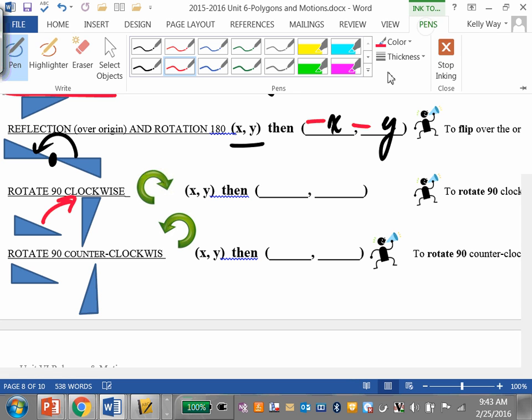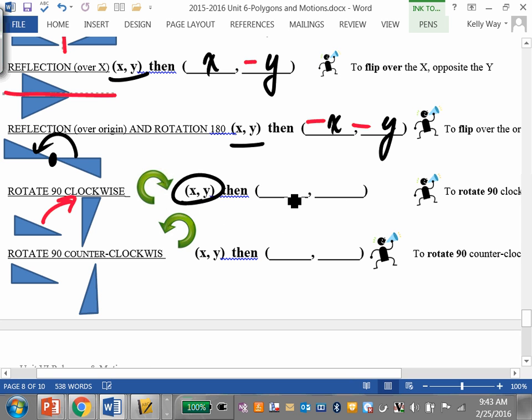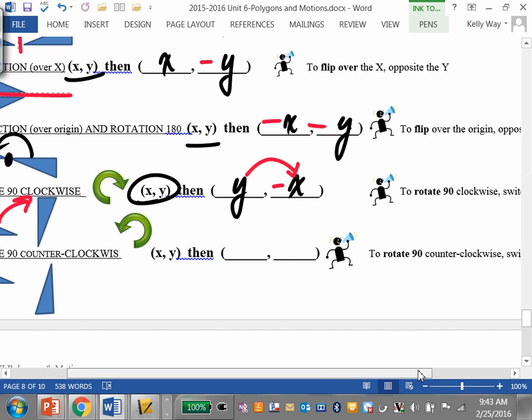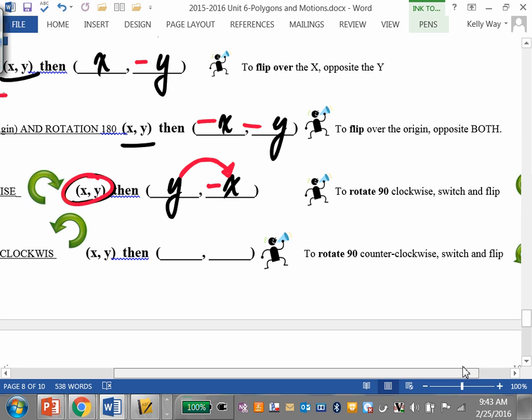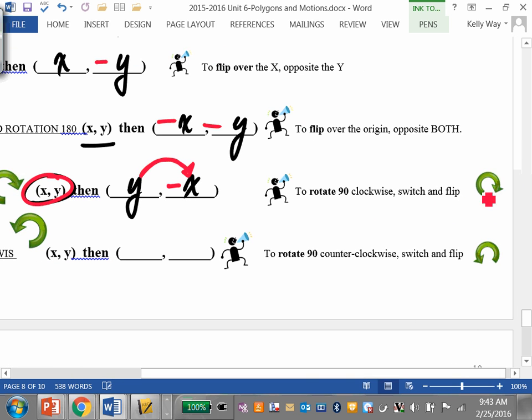To rotate 90 clockwise, you switch and flip. So we take our xy, you call it yx, and you're going to switch and flip to the right, because it's clockwise. See the arrow there? Watch, guys, because there's talking. To rotate 90 clockwise, you switch first, so it's yx, clockwise, you draw a clockwise arrow, and you flip the sign on the clockwise side, which is to the right. It says: to rotate 90 clockwise, switch and flip to the right.